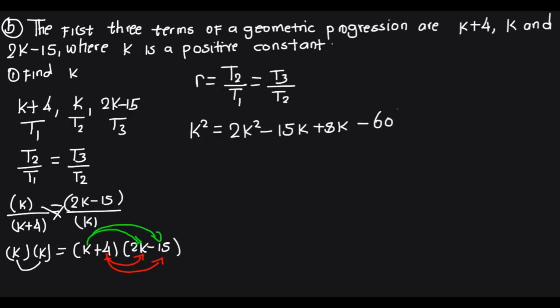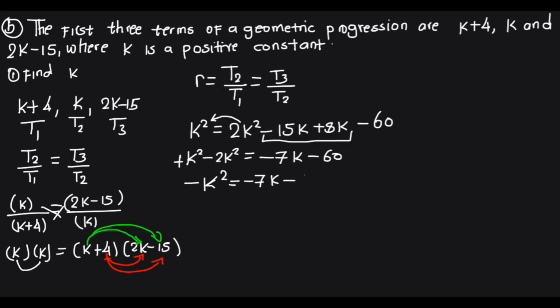Now from there, let's collect the like terms. So what we are going to do is this 2k squared will be shifted to this side, and we are going to get k squared minus 2k squared is equal. Here we can see that we can subtract since they have different signs. So negative 15k plus 8k is negative 7k minus 60. Then here we can see that we have positive k squared minus 2k squared. So we are going to subtract and we get negative k squared is equal to negative 7k minus 60.